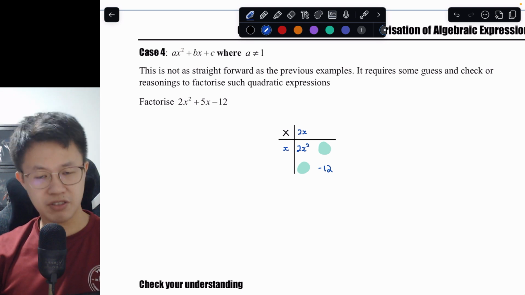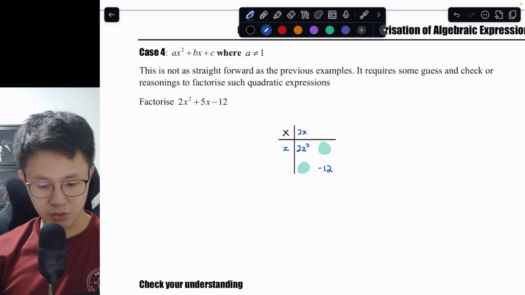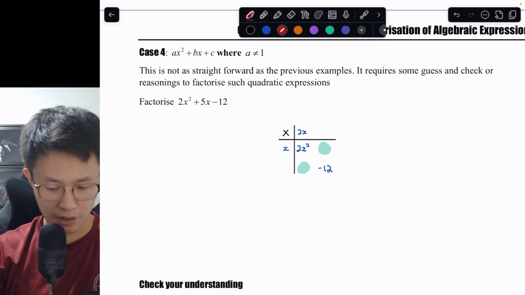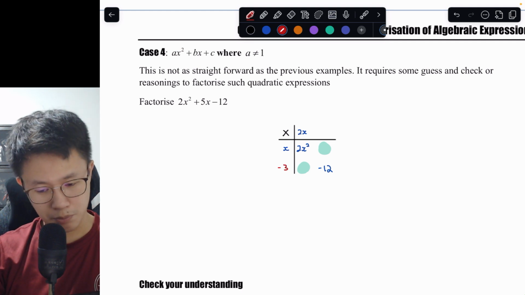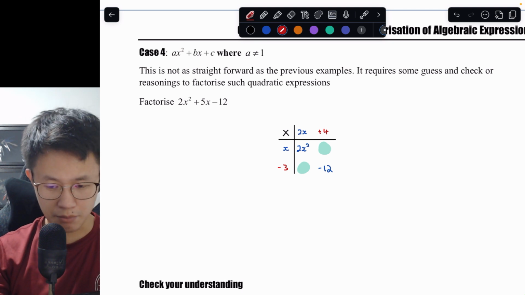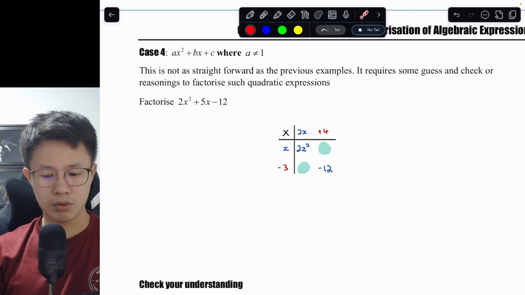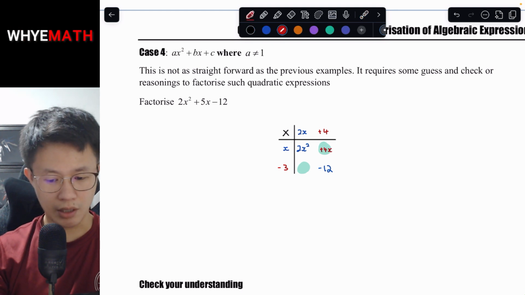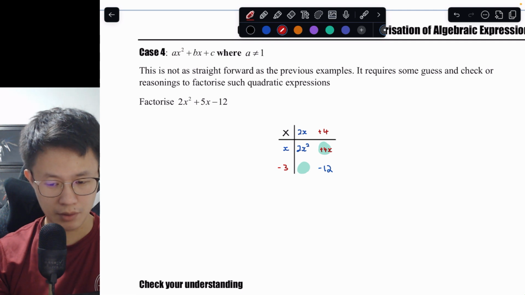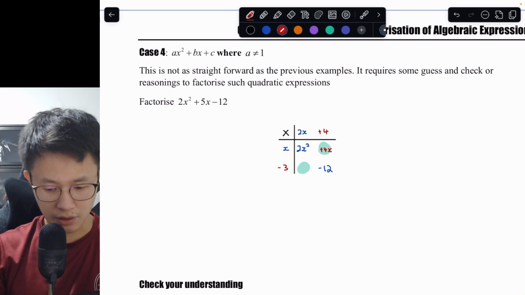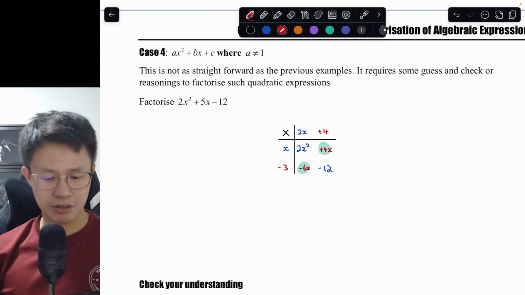Next, we're going to ask ourselves, what are the factors of negative 12? You cannot ignore the factors of negative 12. And let's try, maybe negative 3 and maybe positive 4. That gives us what we need. So what you're going to do here is very simple. You need to multiply this guy with this guy, which gives you here, and that will essentially be positive 4x. Now, you need to multiply this guy and this guy, which gives you negative 6x. And you add that up, that does not give you positive 5x.